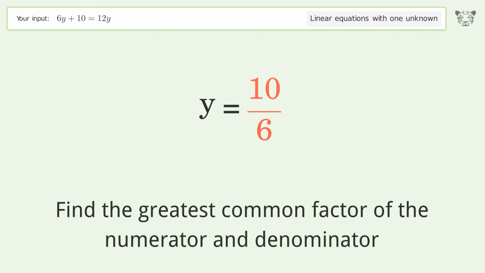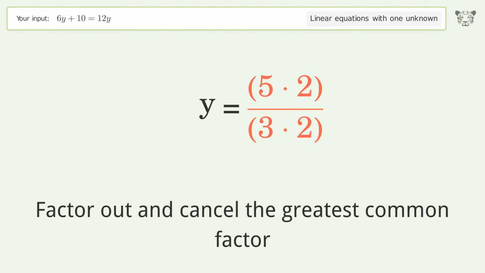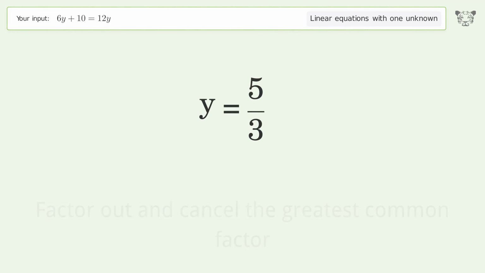Find the greatest common factor of the numerator and denominator. Factor out and cancel the greatest common factor. And so the final result is y equals 5/3.